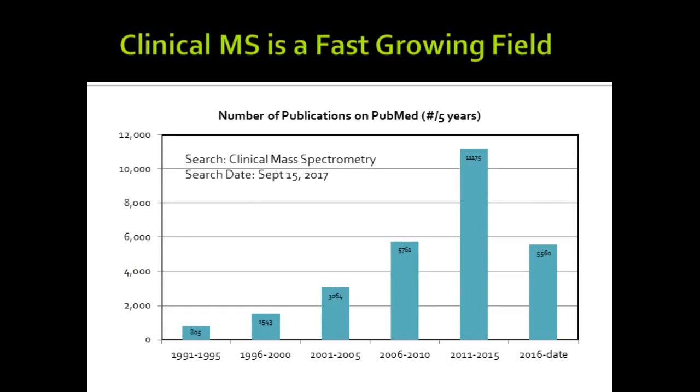All right, this slide shows the clinical mass spec has been a fast-growing field. This is the number of publications that I searched through PubMed on September 15th, about a month ago, to check how many publications related to clinical mass spectrometry there have been from 1991 to the present. They were bucketed in every 5 years.